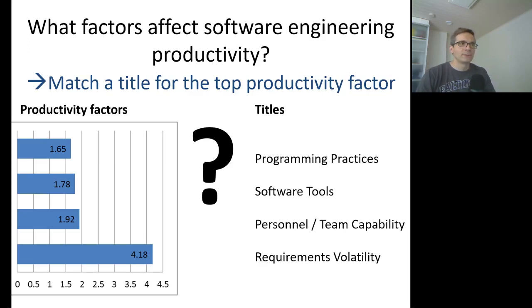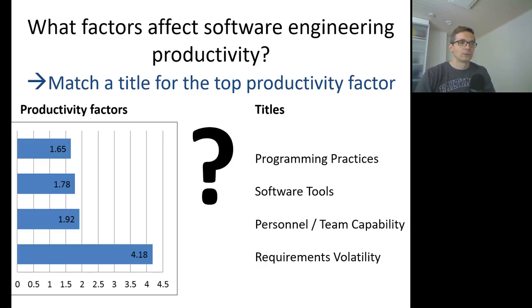You may remember this exercise from the previous lecture. The exercise asked, what factors affect software engineering productivity? And it requested you to match a title for the top productivity factor. So the productivity factors, that is how much they improve software engineering productivity, are given on the left, and the titles for these productivity factors are given on the right.